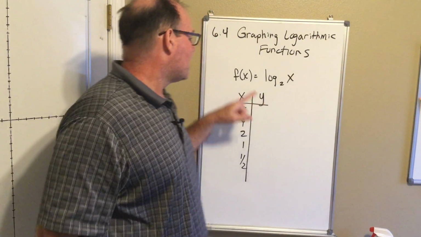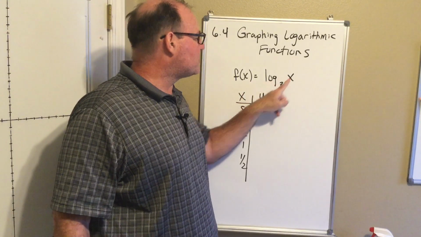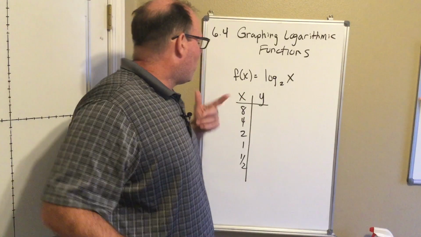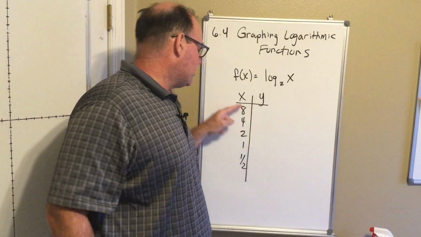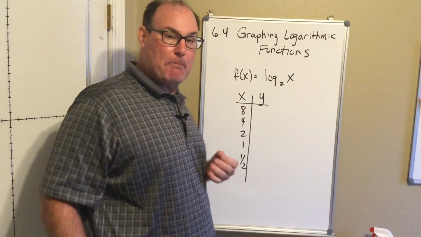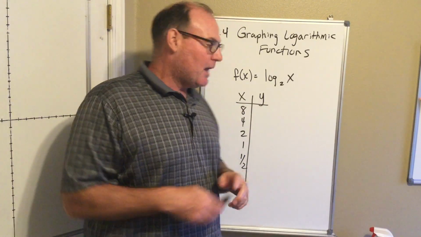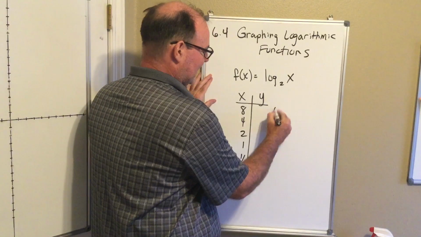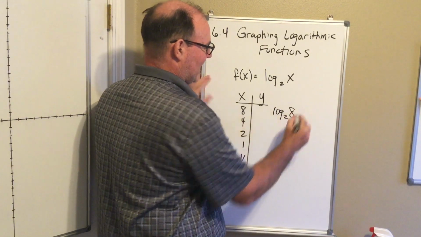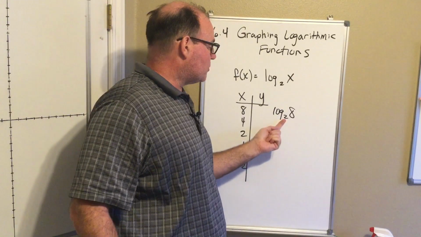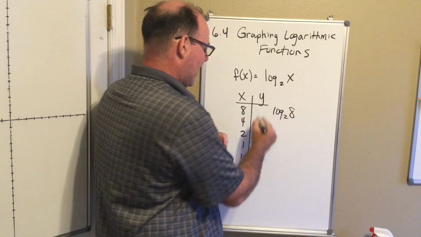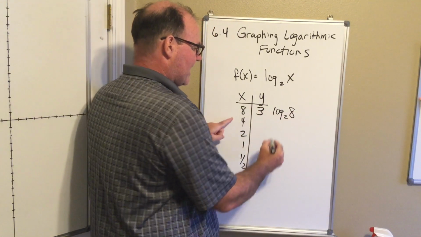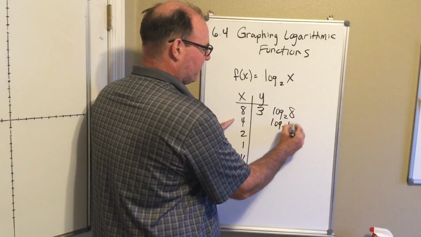And what I mean is this. We are going to graph the log base 2 of x function. So what I recommend you do is when you make your xy table, I'm going to pick powers of 2. And so now when I plug these values in, when I plug 8 in, I have log base 2 of 8. So you ask yourself, 2 to what power is 8? And that is 3.